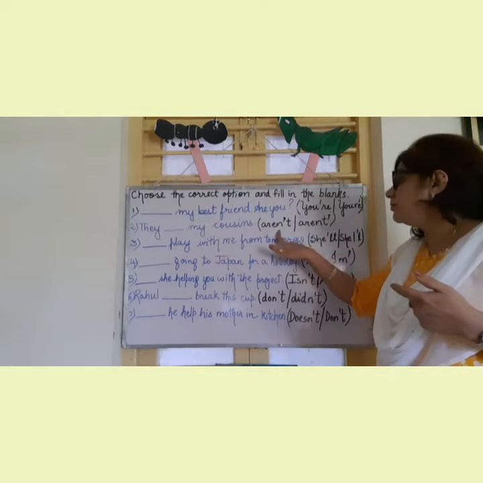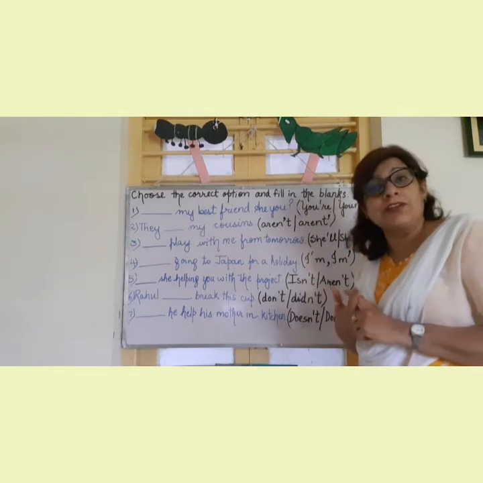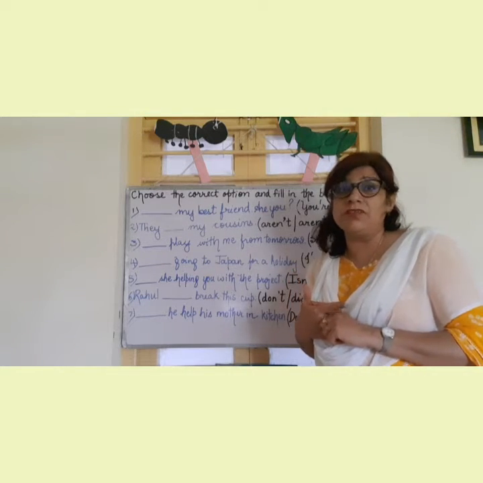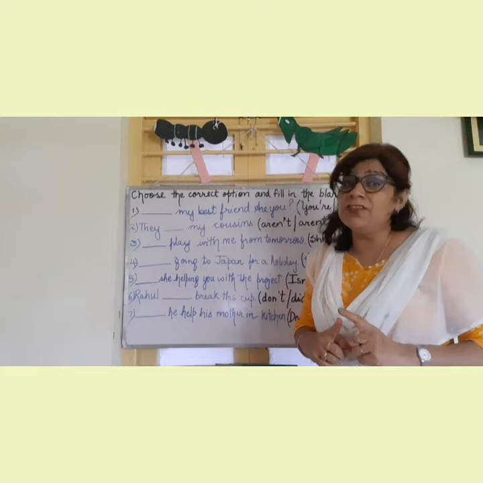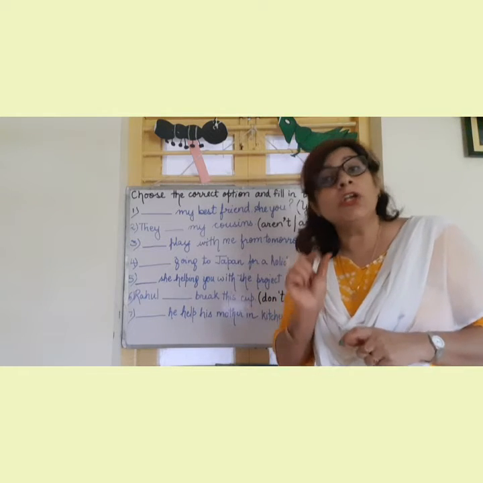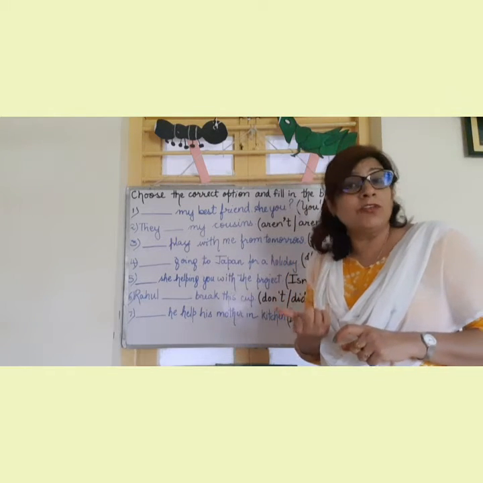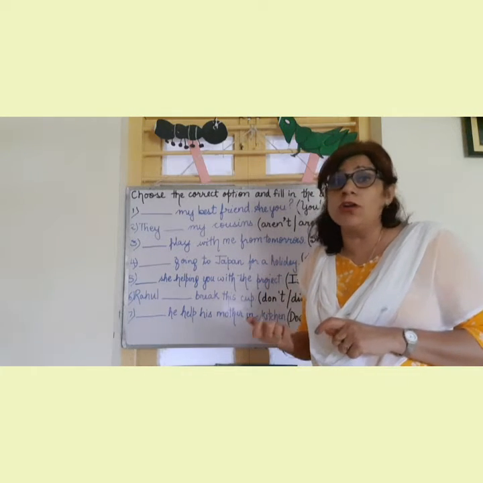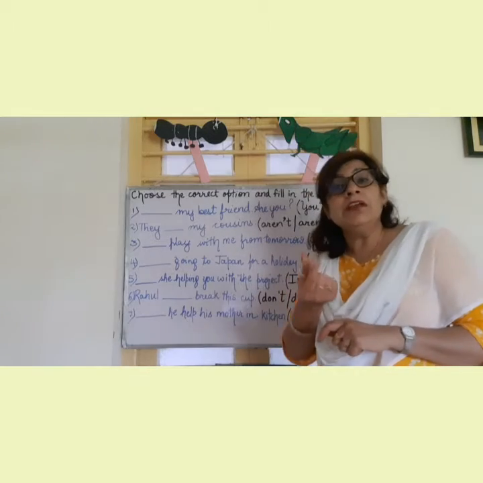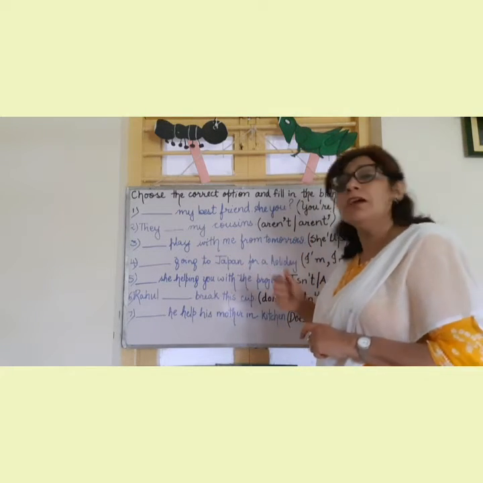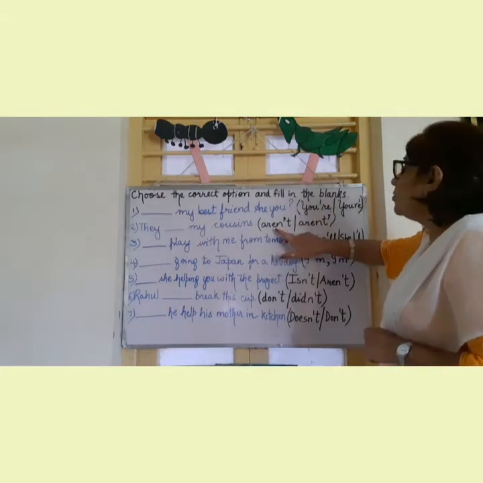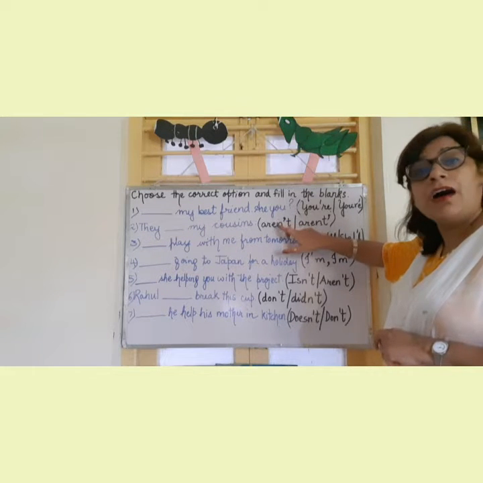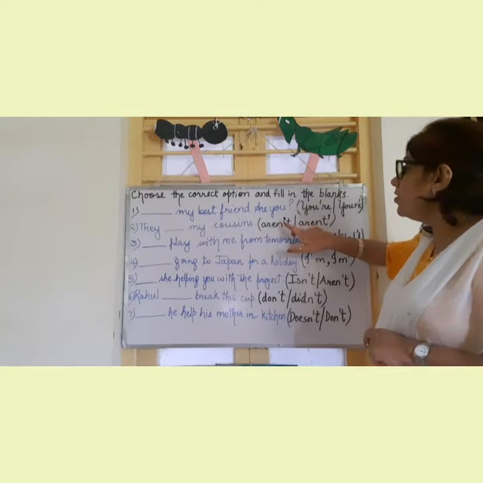Same way, aren't. We can even make negative contractions of the be words. Whenever we are making negative contractions of the be word, remember the be word is followed by the word not. Not always talks about negative. When we are talking about negative, we say no, not, false. So we are using the word not after the be word. Here we are going to read it as aren't. Here, are not.